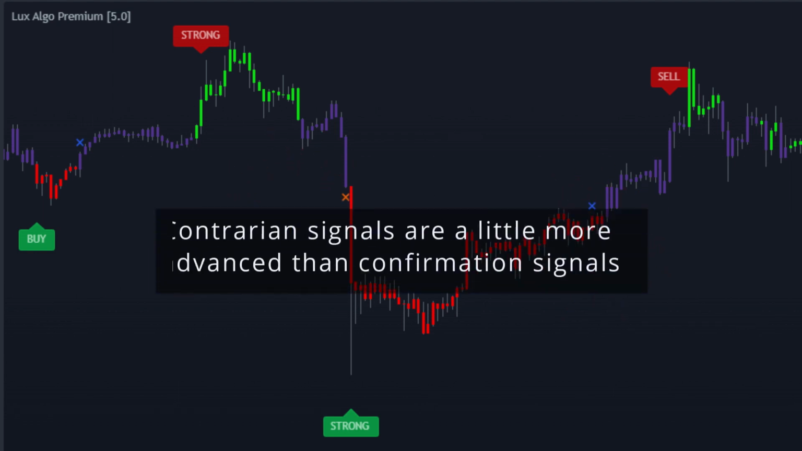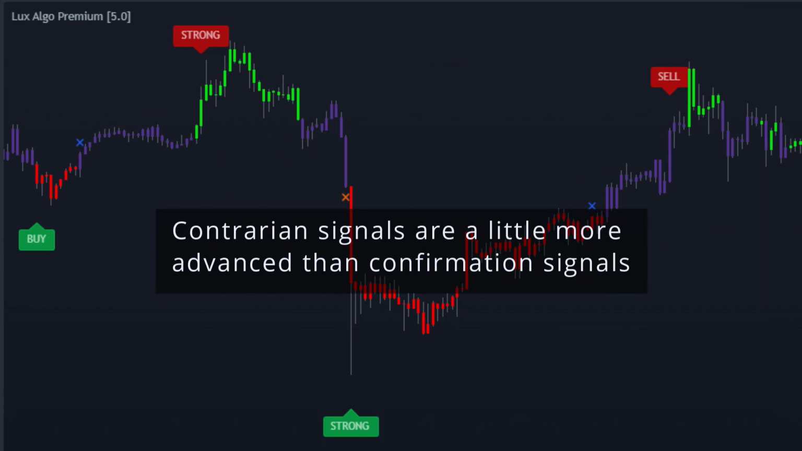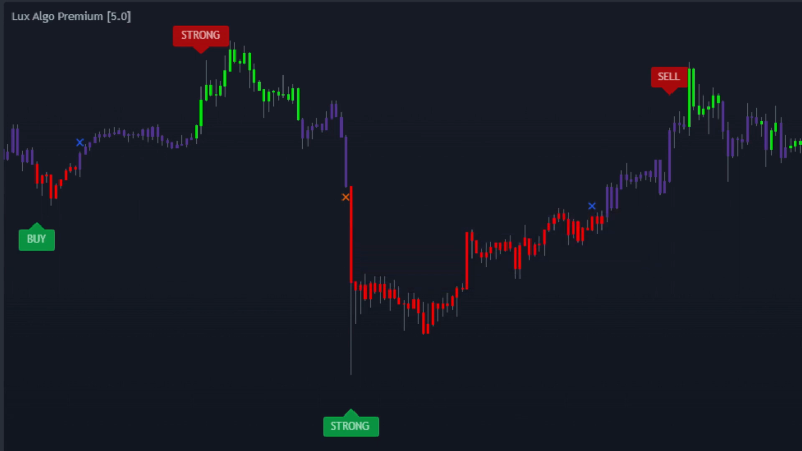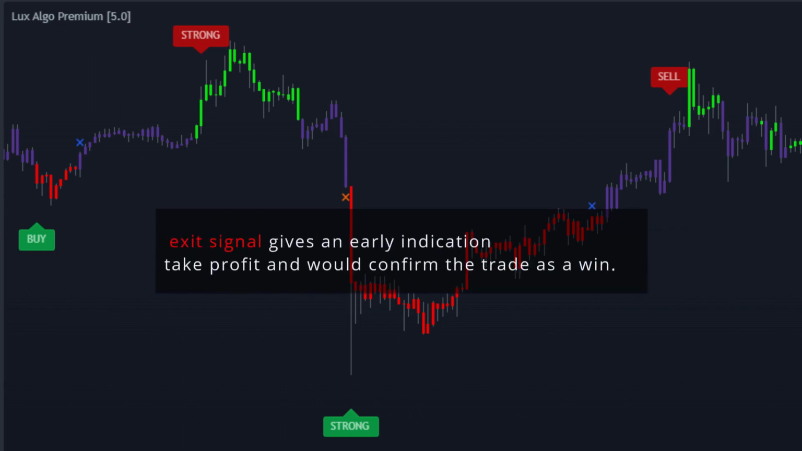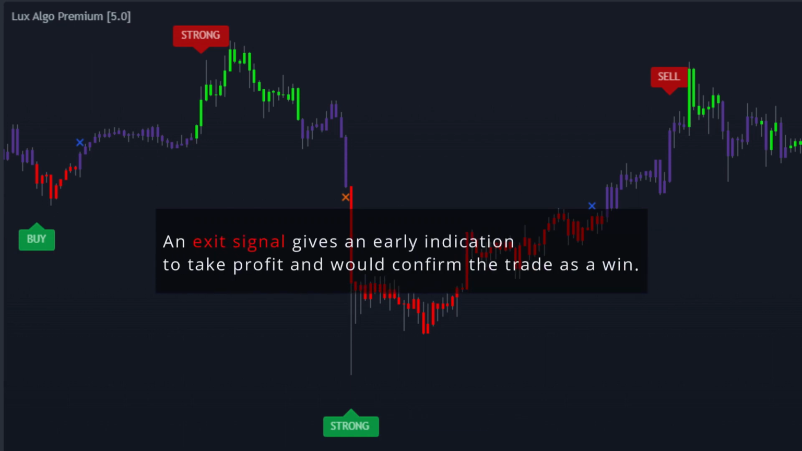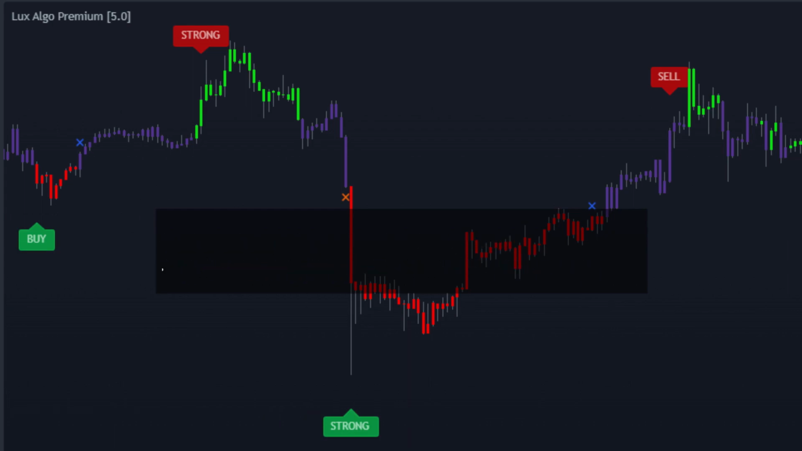Contrarian signals are a little more advanced than confirmation signals. This is because they look to go against the trend, trying to catch the tops and bottoms of price by using extremely fast decision timing. Just like confirmation signals, contrarian signals also come with normal buy and normal sell signals. Should price be excessively overbought or oversold, strong signals can also be displayed. An exit signal gives an early indication to take profit and would confirm the trade as a win.